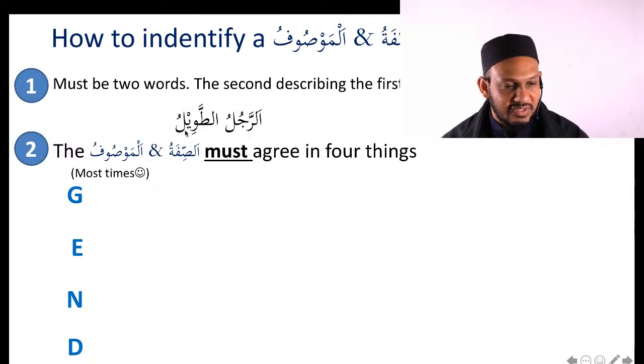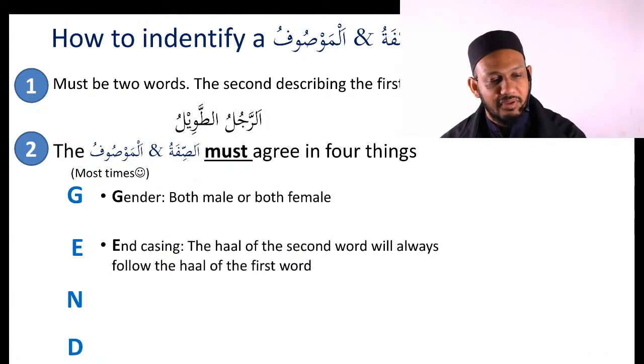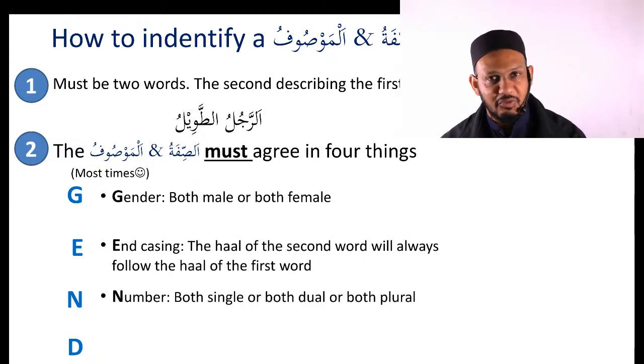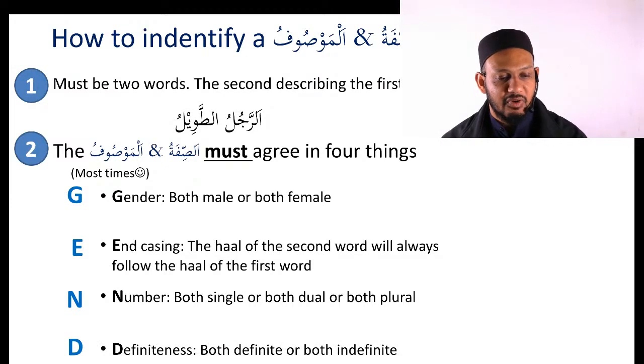The Mawsuf and Siffa must agree in 4 things. In other words, gender: they must both be male or both female. The case: they must both be raf'un, both nasbun, or both jarrun. The number: they must either both be single, or both dual, or both plural. And the definiteness: they must both be definite or both indefinite.